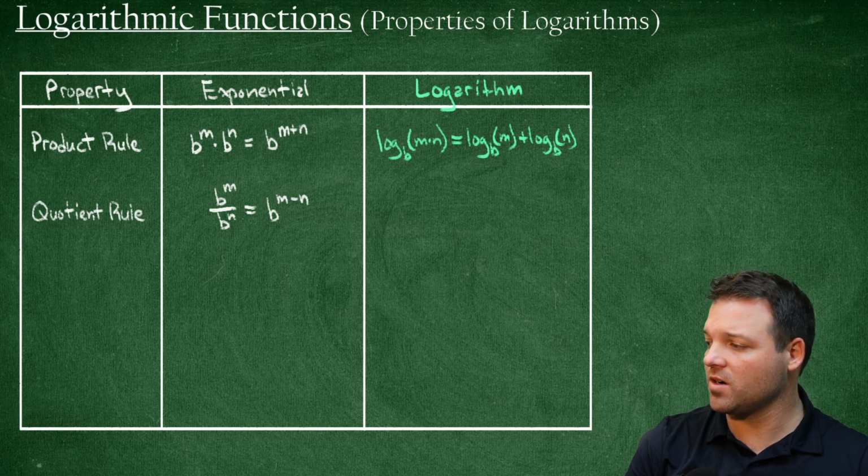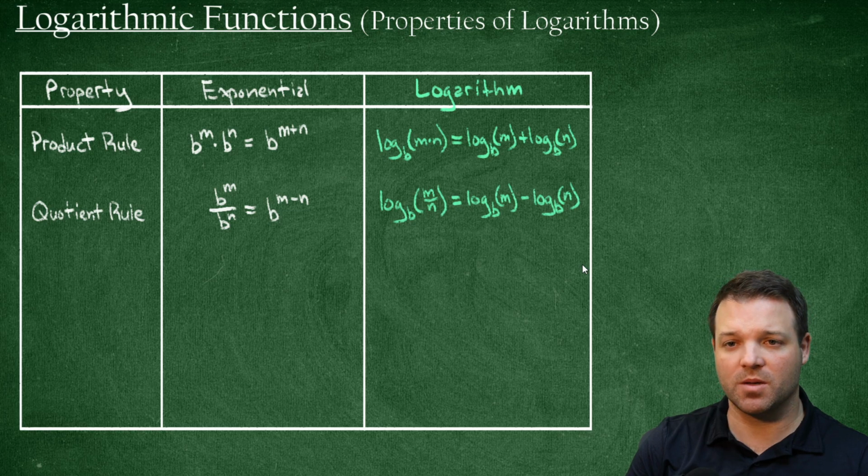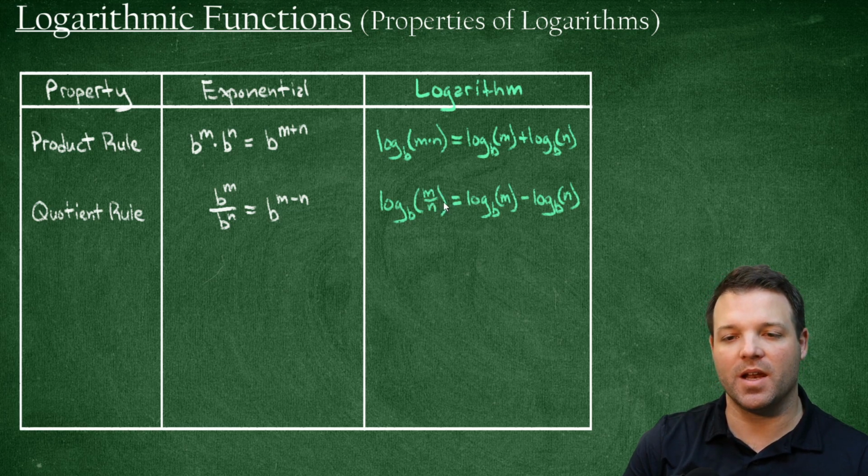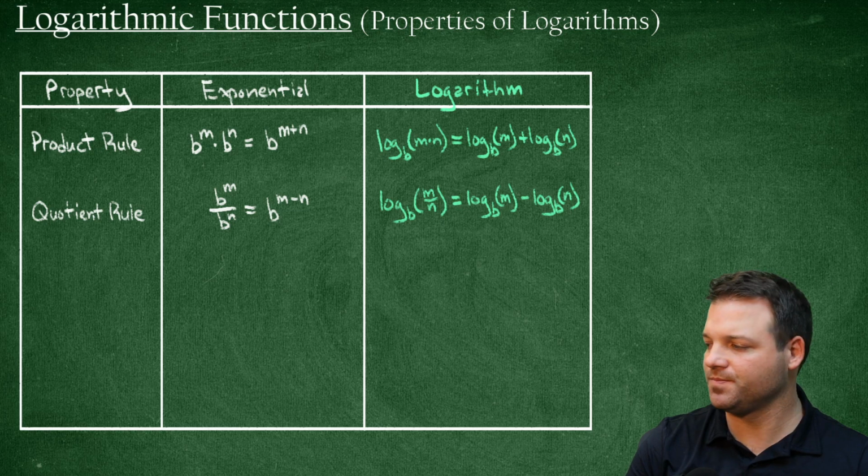So what is our corresponding logarithmic property? Well, here it is. If I have log base b of, and again, inside of here, if I have m divided by n, then I can split these up with subtraction. So that is equivalent to log base b of m minus log base b of n. So the numerator minus the denominator.